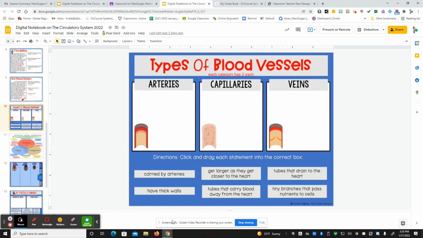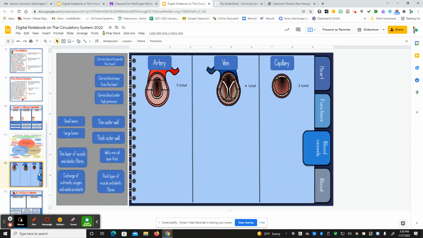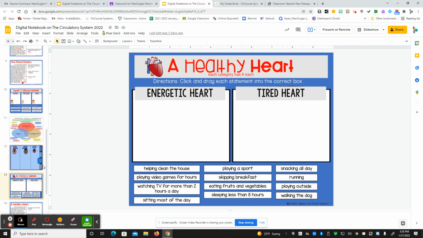Slide number 10 is again a drag and drop. Each category has 2 each. You can do it based on arteries, capillaries, and veins and what you know about each of those. Slide number 11, everything is actually color coded, so that should be pretty easy for you to drag and drop to reinforce those different types of blood vessels. And then the same thing for slide number 12. Slides 10, 11, and 12 have a lot of the same content. It's just a different way of exploring that knowledge.